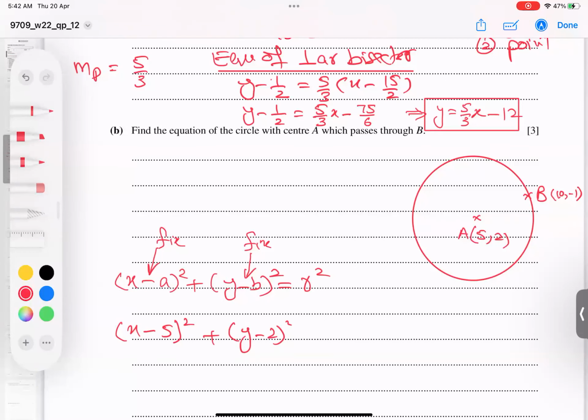But the problem is only one, and that problem is the radius. What is the radius? From here to here, this gap is called the radius. So let's start with the distance formula. The distance formula is the square root of (y2 minus y1) whole squared plus (x2 minus x1) whole squared.